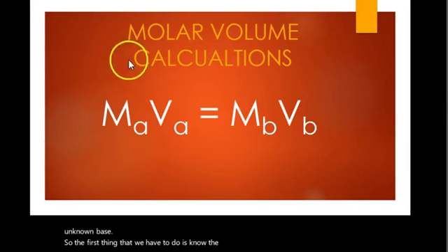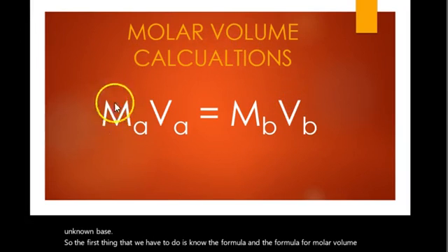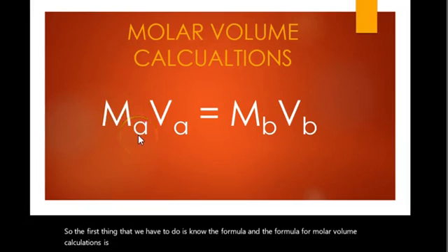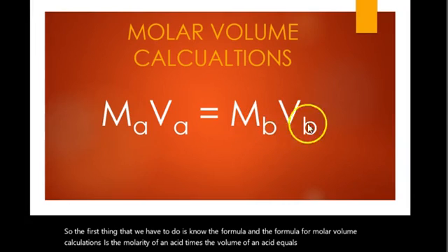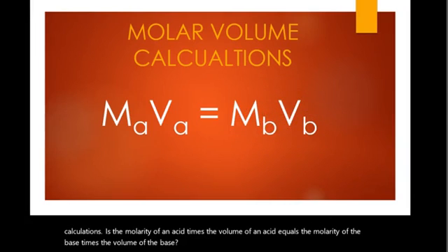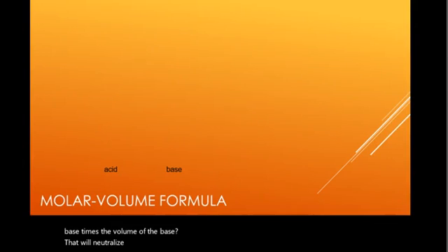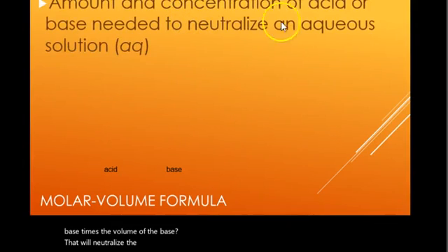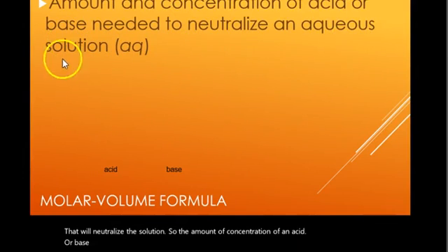And the formula for molar volume calculations is the molarity of an acid times the volume of an acid equals the molarity of the base times the volume of the base. That will neutralize the solution. So it's the amount of concentration of an acid or base needed to neutralize an aqueous solution.